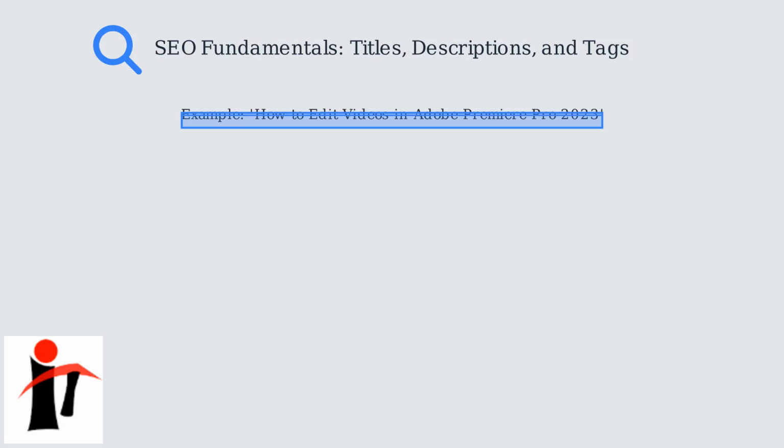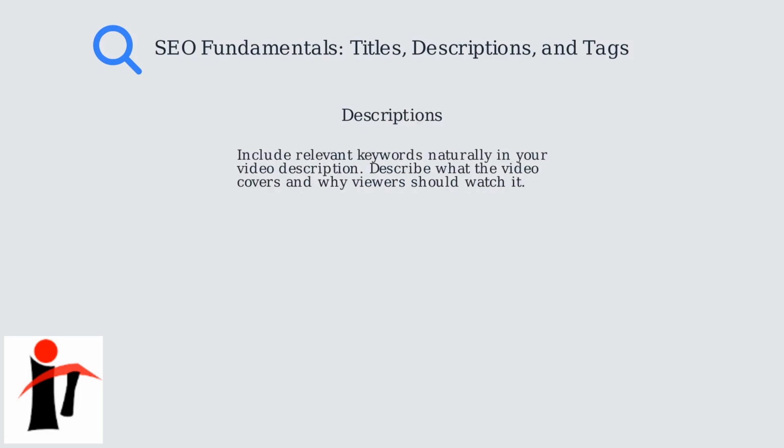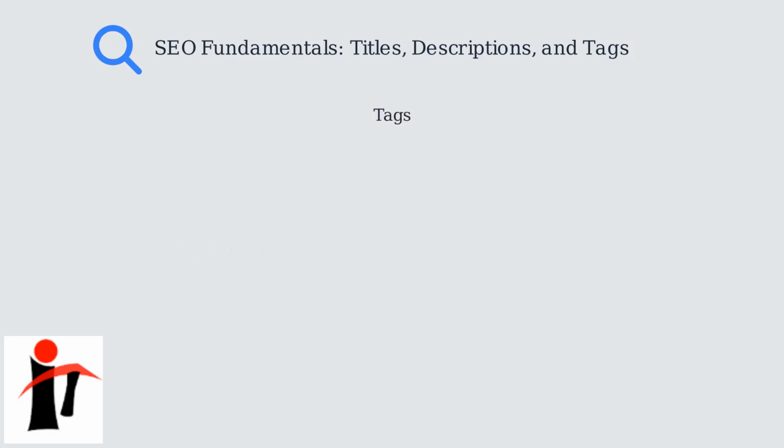Improve your video's discoverability on Vimeo by optimizing its SEO elements. Start with keyword-rich titles that include relevant search terms viewers might use. For instance, a title like "How to Edit Videos in Adobe Premiere Pro 2023" incorporates keywords like edit videos, Adobe Premiere Pro, and 2023 that people commonly search for. Next, craft detailed descriptions that incorporate relevant keywords naturally. This helps Vimeo understand your content and match it to search queries. Use descriptive tags that capture the core topics of your video. Choose tags that viewers are likely to search for, such as video editing, Premiere Pro, or tutorial.